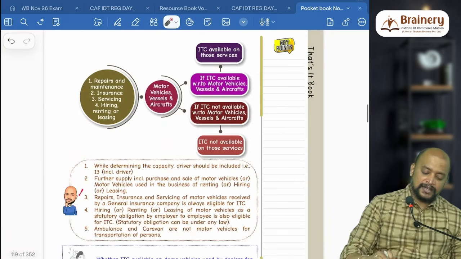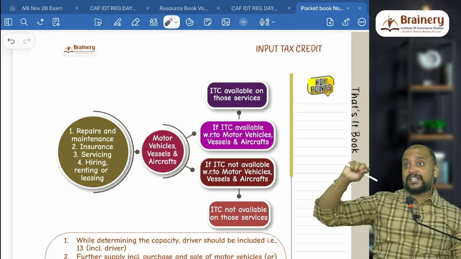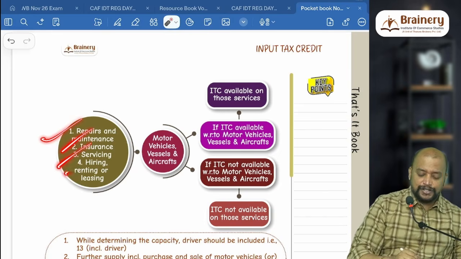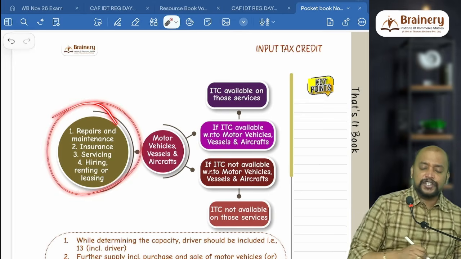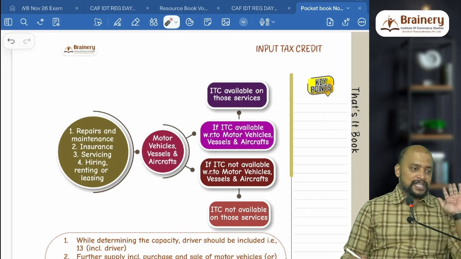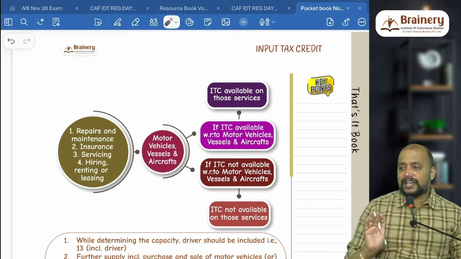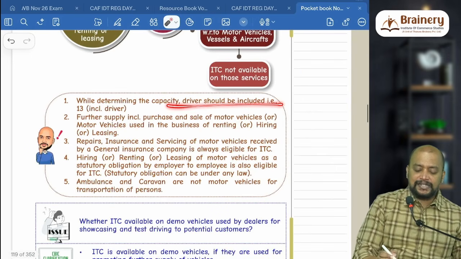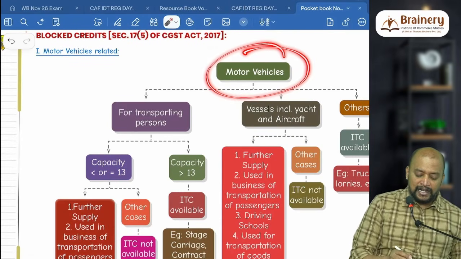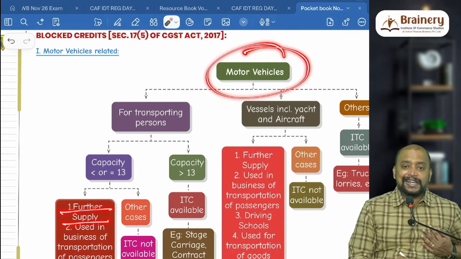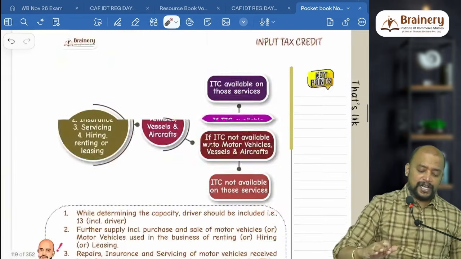Then next, repairs and services in relation to motor vehicles. If the motor vehicle purchased is eligible for ITC, these 4 services are also eligible for ITC. If the motor vehicle purchased is not eligible for ITC, on these 4 services also they cannot take ITC. What are those 4 services? Repairs and maintenance, insurance, servicing, hiring, renting and leasing of motor vehicles. While determining the capacity, we need to include the driver seat. And here, further supply: I am buying a motor vehicle and using it for further supply, so I can take ITC. That further supply can be either sale of the motor vehicle or renting of the motor vehicle.